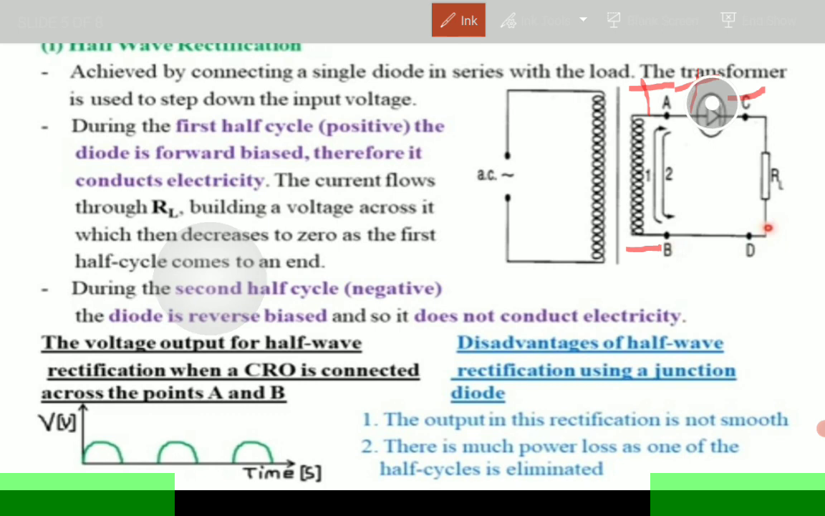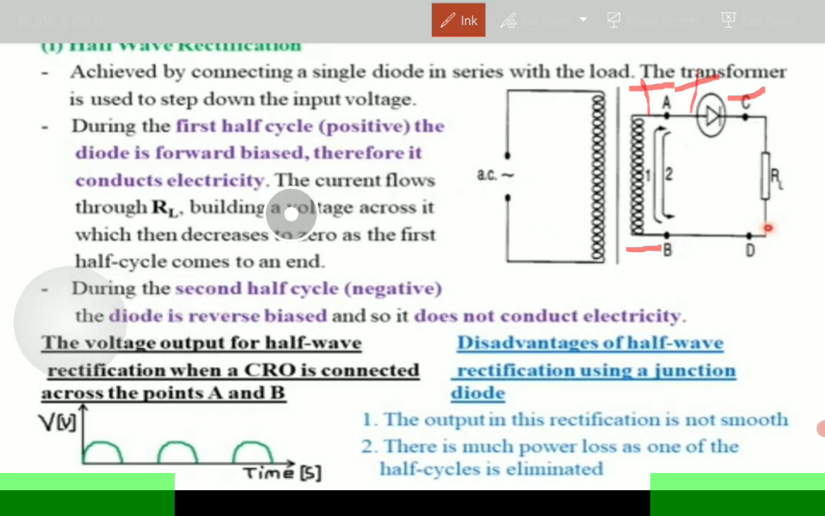In forward biased mode, the diode conducts current represented by the direction shown by the arrow labeled 1. So current is going to flow like that through the resistor up to the point of low potential. During the first half cycle, in which this end is positive, the diode is forward biased, therefore it conducts electricity. So the diode will allow electricity to flow through the resistor up to this point.